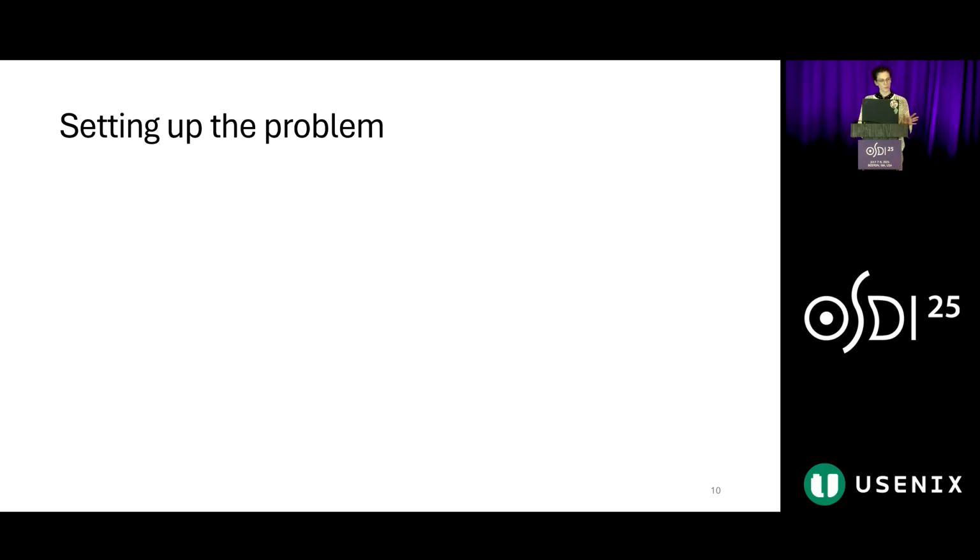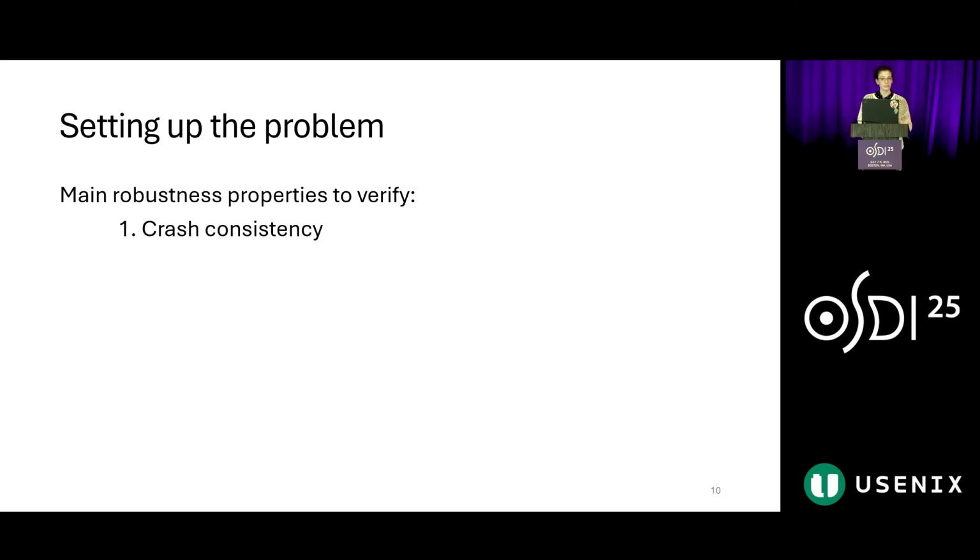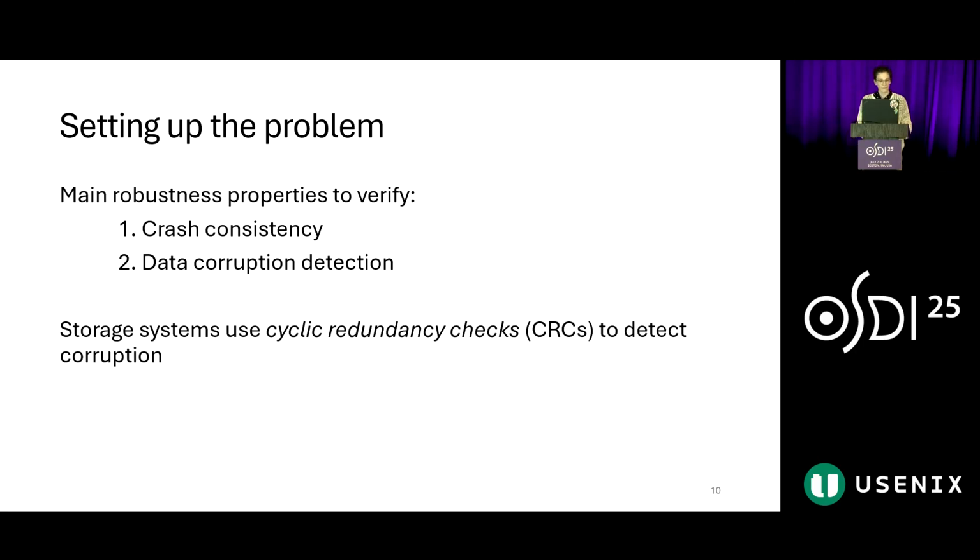So let's set up the problem that we wanted to solve here in a little bit more detail. Along with functional correctness, proving that our systems work the way that we want them to, we also wanted to ensure that we proved that our systems were crash consistent and could detect data corruption. There are many well-known crash consistency mechanisms that I'm sure are very familiar to many of the folks in this audience. And if we look at corruption detection, a common technique is using a type of checksum called a cyclic redundancy check, or a CRC.